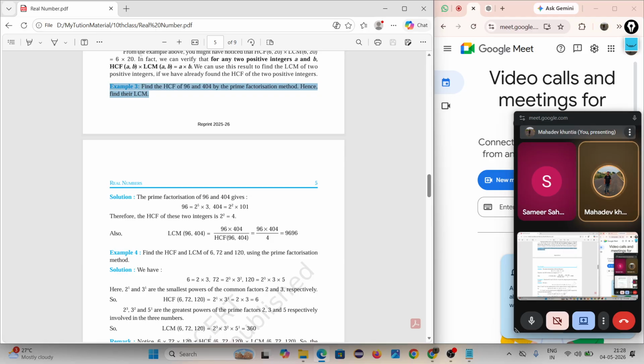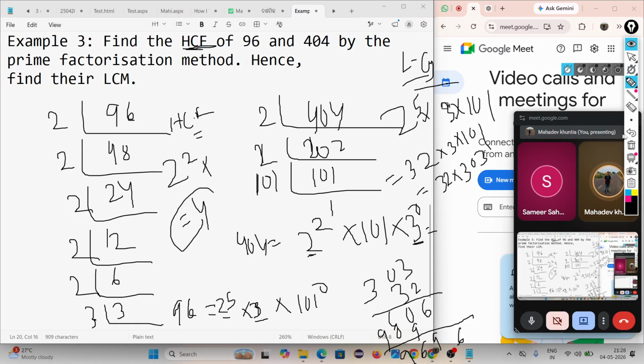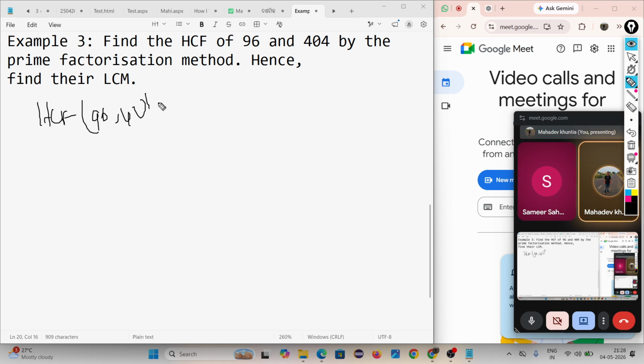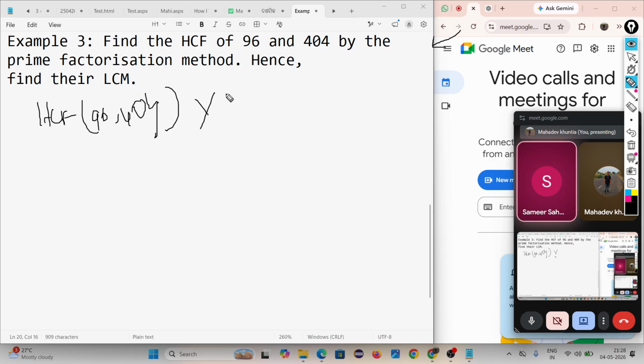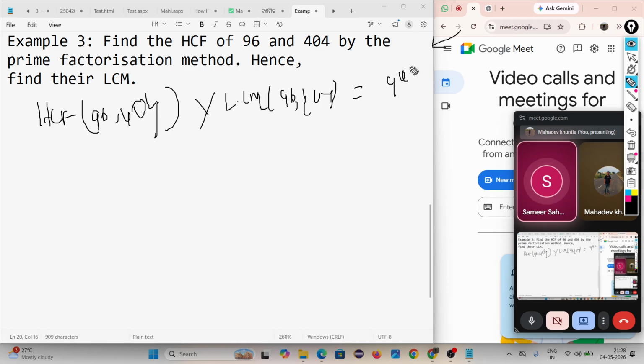Look, 9696. Here we are trying to find the HCF of 96 and 404. There are two methods for finding. One is prime factorization; here we are applying the formula HCF into LCM of 96 and 404 equals 96 into 404.